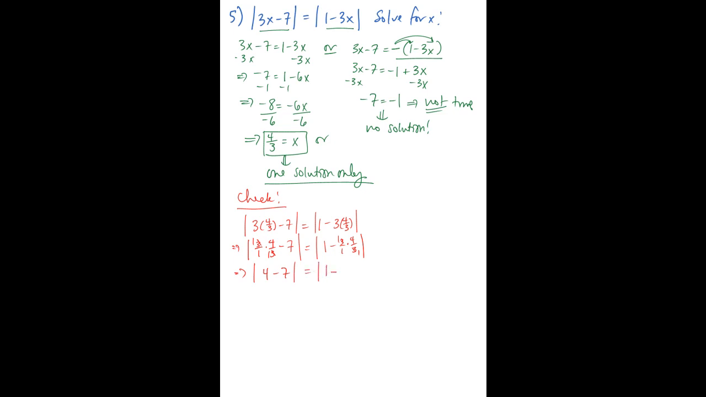1 over 1 times 4 over 1 is 4. And so we get 4 minus 7 is negative 3. And we get 1 minus 4 is negative 3. And of course, the absolute value of negative 3 does equal the absolute value of negative 3. We just get 3 equals 3. So that's correct. So we've checked our solution there.